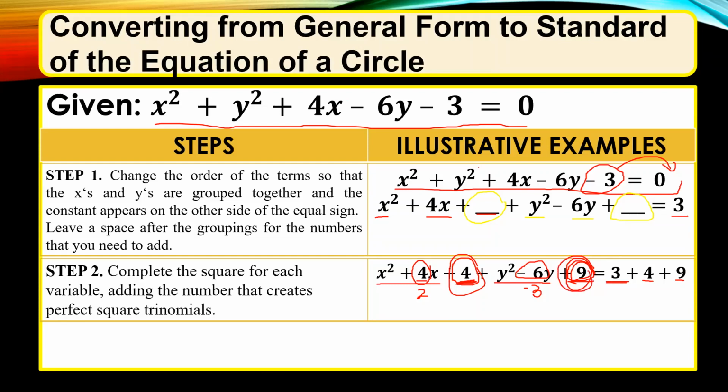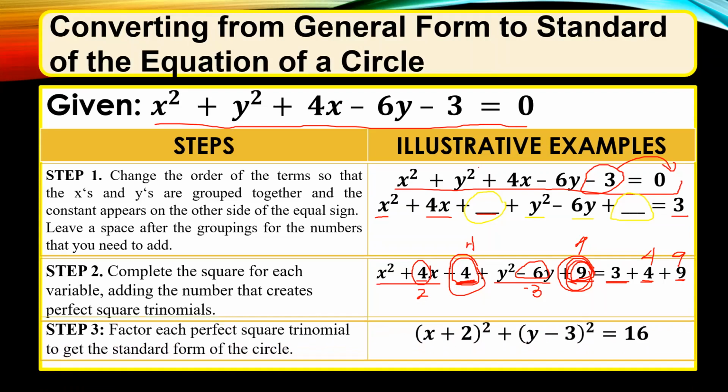In order for the equation to be balanced, we need also to add to the other side plus 4 and plus 9. So if you add here plus 4, you also need to add on the other side plus 4. And also, if you add here 9, then we need also to add 9 on the other side. Okay?